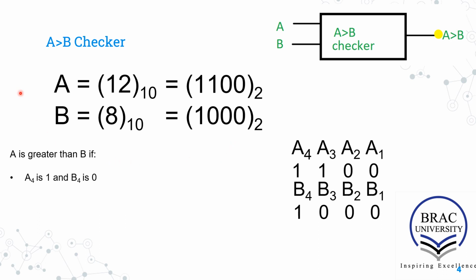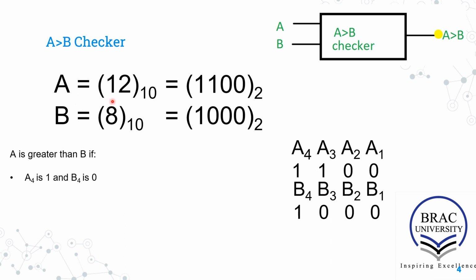Now let's see another instance when A is greater than B. Previously we looked at the MSB, A4 and B4, and concluded that if A4 is 1 and B4 is 0, then A is greater than B. Now when should we really check A3? We should only compare A3 and B3 if we see that A4 and B4 are equal. Only then we should check the bits A3 and B3 and see whether A is greater than B.